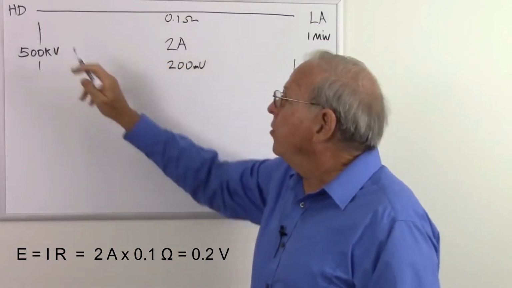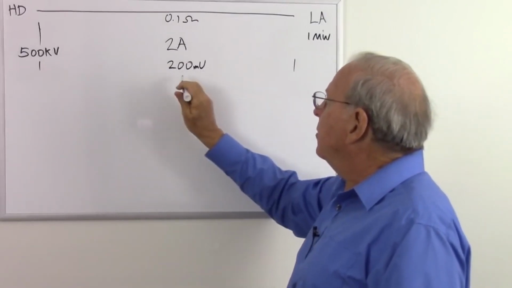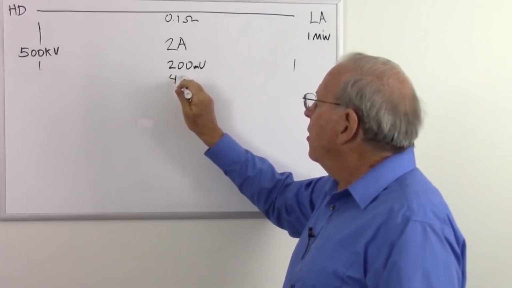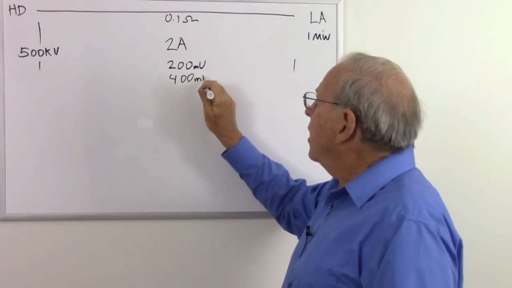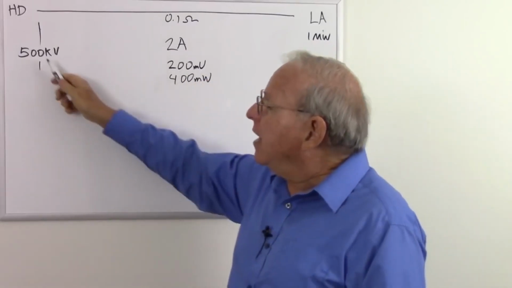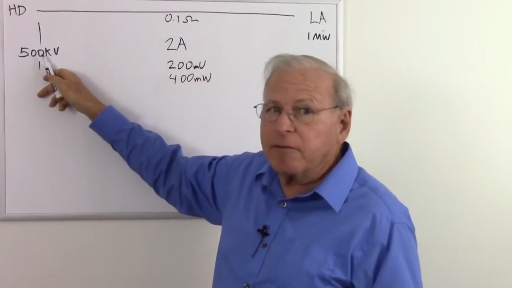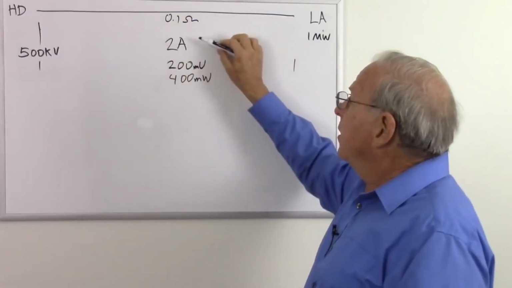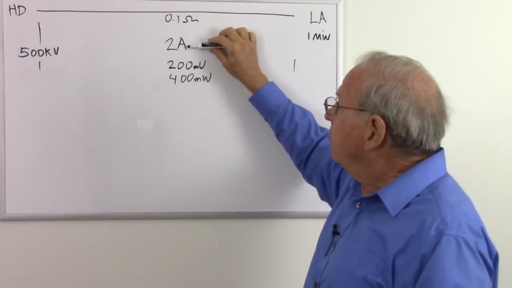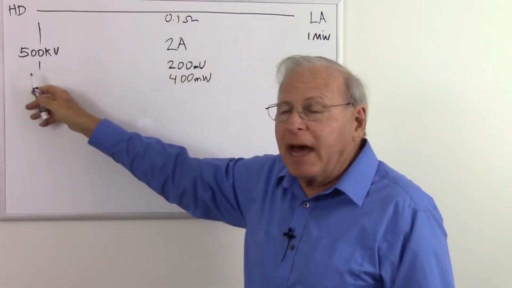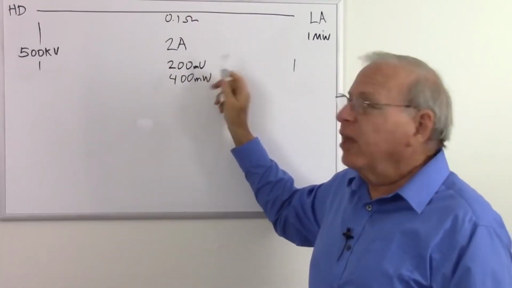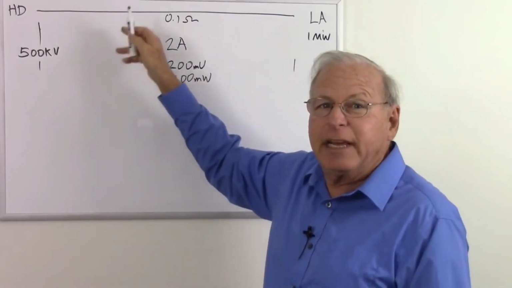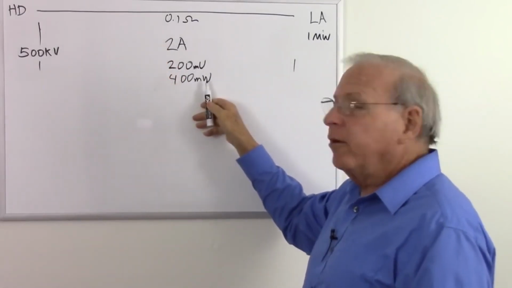And how much power are we going to dissipate? Well, 2 amps times 200 millivolts is going to give us 400 milliwatts. So by kicking that up to 500 kilovolts, 500,000 volts, we have reduced the amount of current we have to deliver from 10,000 amps to 2 amps, the voltage loss from 1,000 volts to 200 millivolts, and the power dissipation from 10 megawatts to just 400 milliwatts.